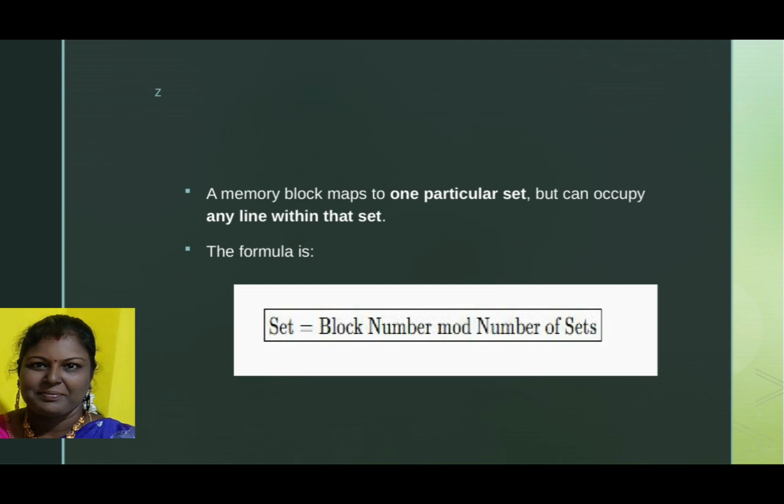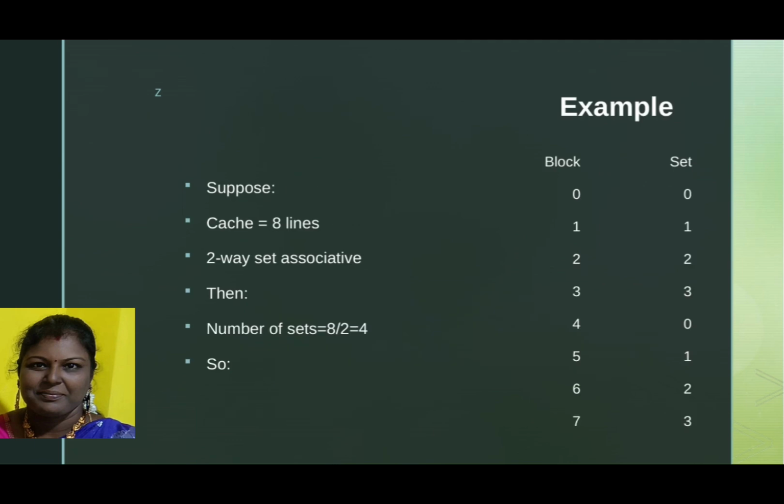Let's break down this example of a cache with 8 lines, organized as a two-way set associative cache. That means each set holds 2 lines. To find the number of sets, we divide the total lines by the ways, so 8 divided by 2 gives us 4 sets. The table here shows how blocks map to sets, cycling through sets 0 to 3 as the blocks increase. This mapping is key to understanding how data is stored and accessed efficiently in the cache.